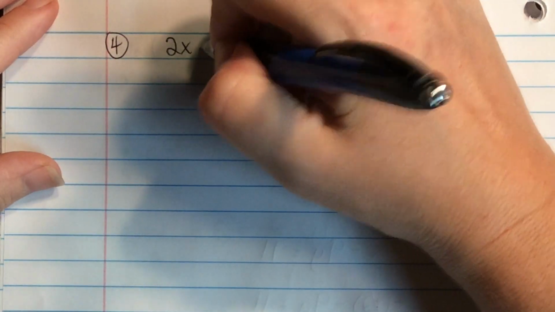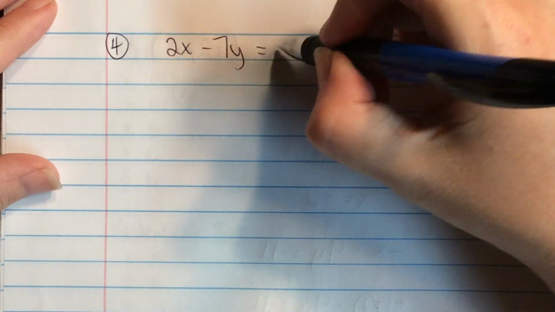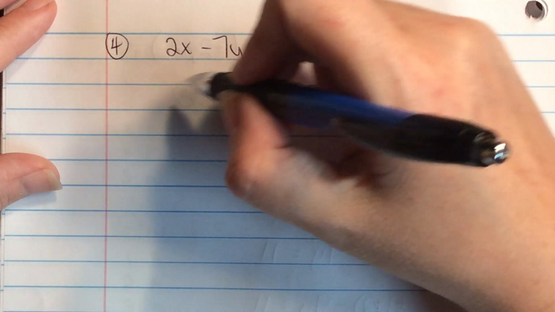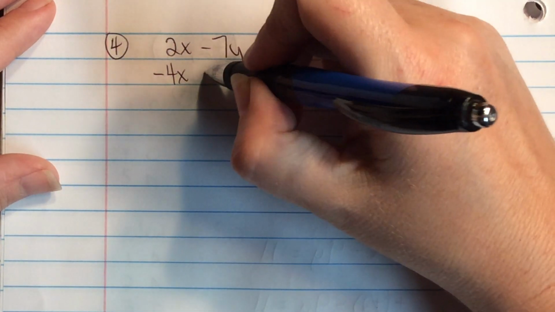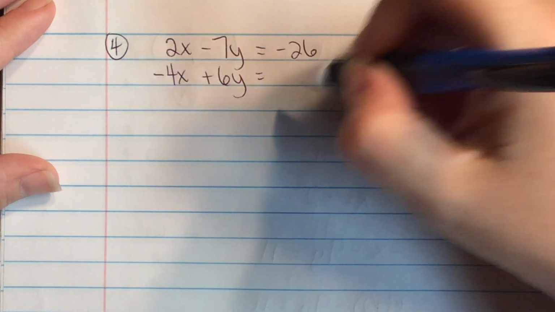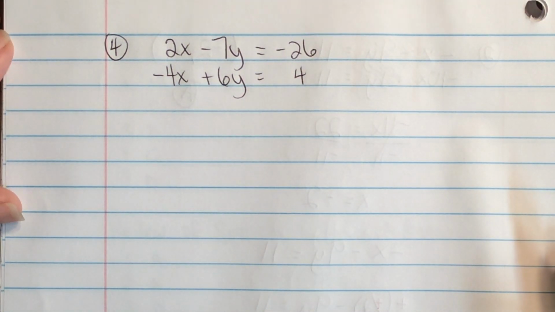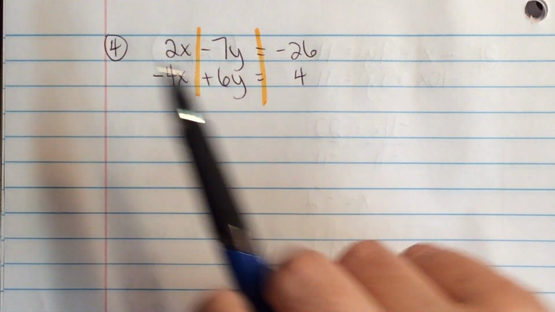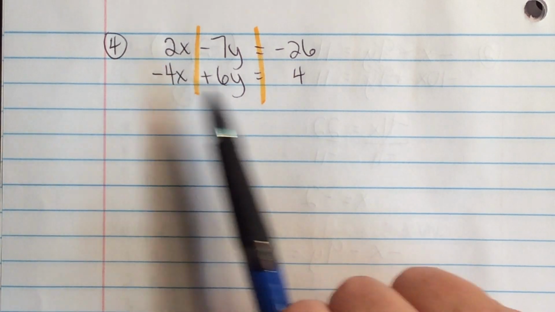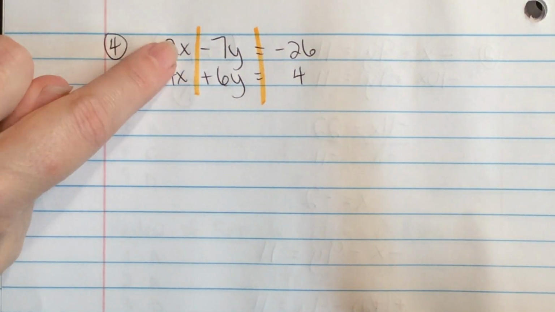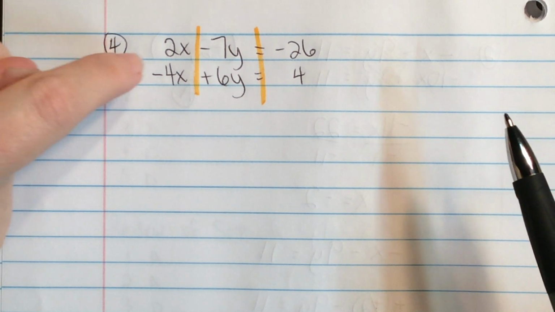All right, number 4. Maybe we're going to start getting a little bit more difficult here. And we are. All right, so 2x minus 7y equals negative 26. Then we have negative 4x plus 6y equals positive 4. All right, so we have to make a decision. Are we going to make the x's be the same number, or are we going to make the y's be the same number?